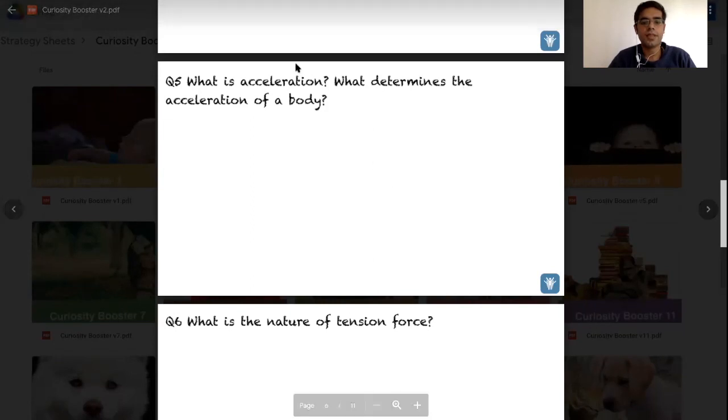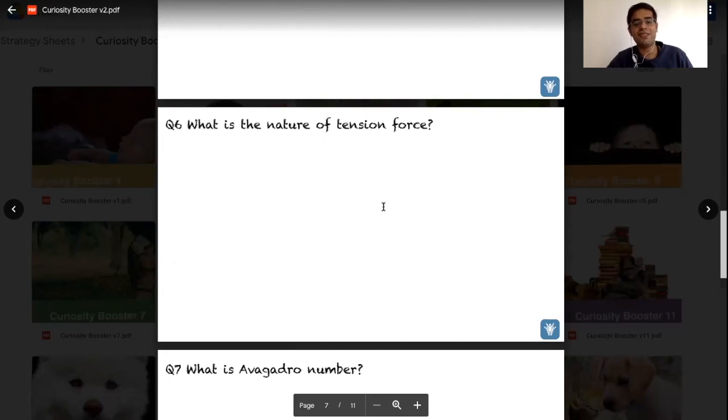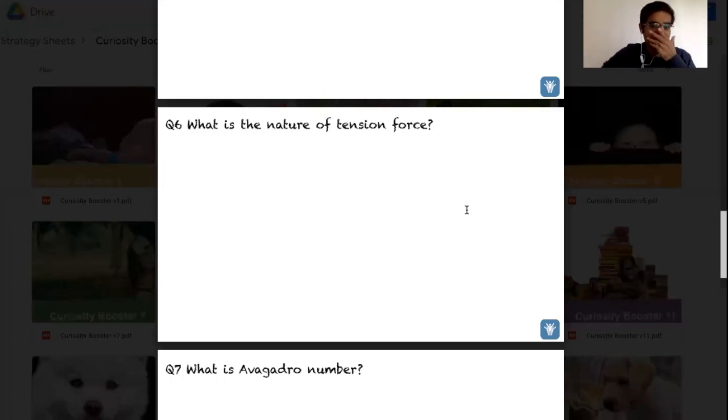Okay. Next, Durga Preetham. What is the nature of tension force? First of all, tension is a type of force which is a pulling force. It means it can't push. It can be like a pulley, you can say it's an example of a tension force. Like there's an object with a string, it always pulls upwards. It never pulls downwards. The nature of tension force is pulling.